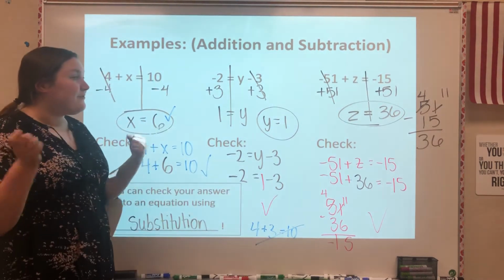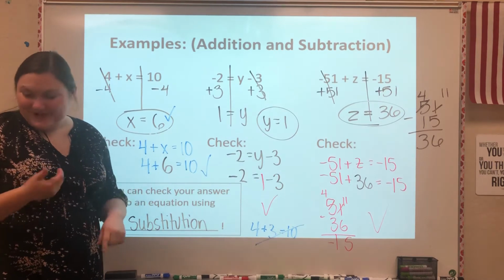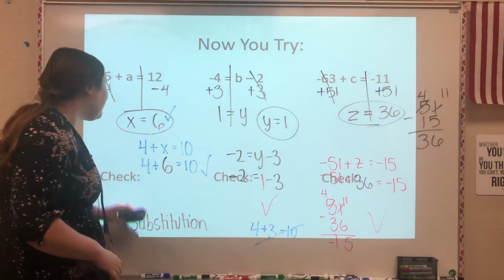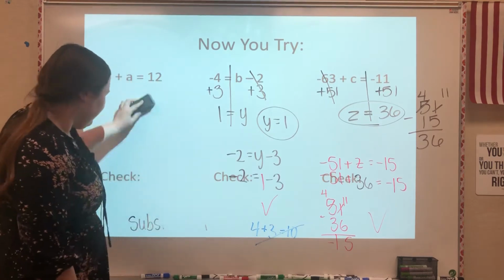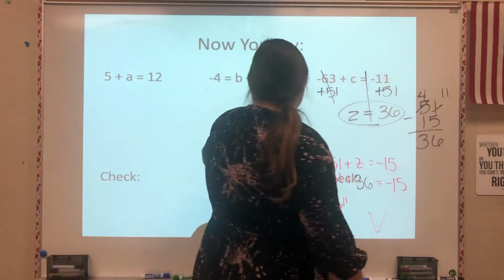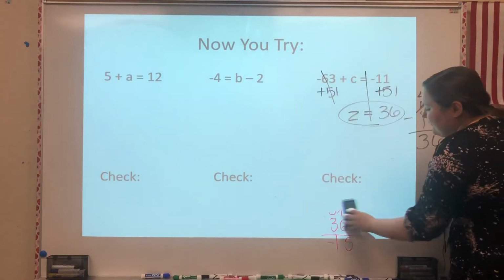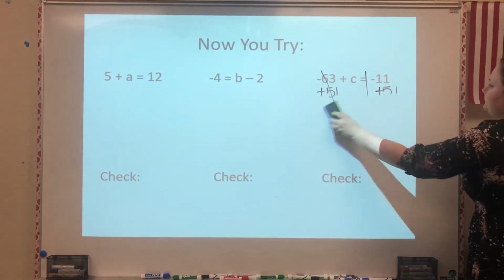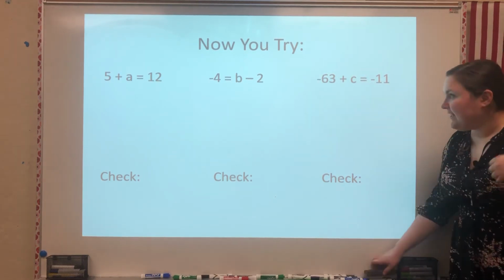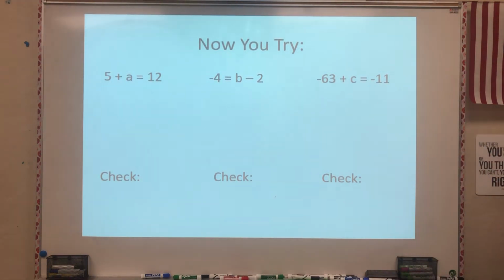Now that we've gone through over 3 examples, how you solve them, how you check them, I've got these 3 here for you to try. That first equation says 5 plus a equals 12. Go ahead and solve that equation. The second one says negative 4 equals b minus 2. Go ahead and try that. And then that last one says negative 63 plus c equals negative 11. Go ahead and try that.